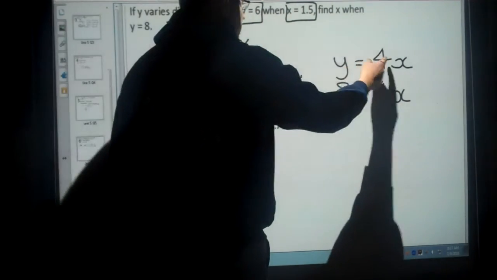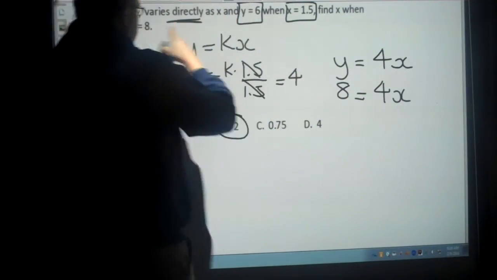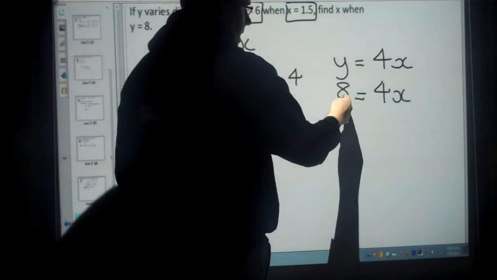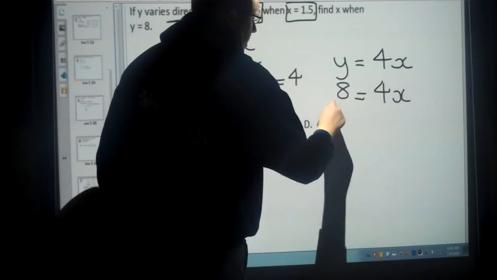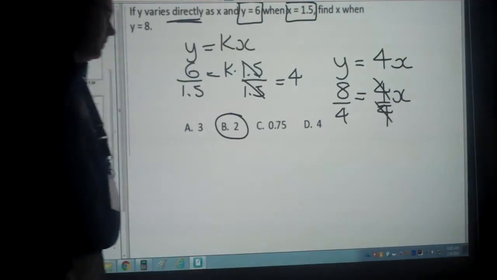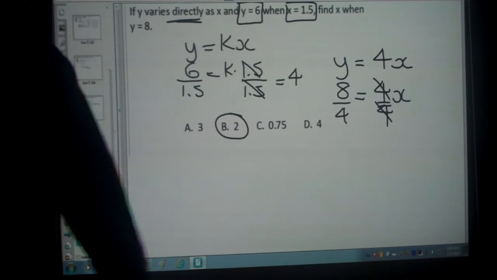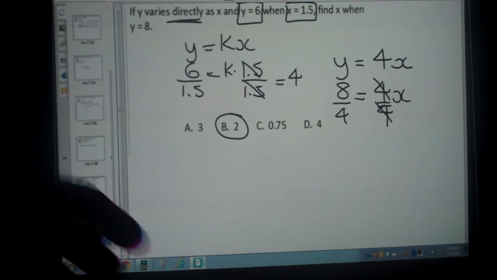So now I know that k is 4, I can actually plug in 4 here, so y equals 4x. And now I'm asked to find when y equals 8. So we put 8 in for y, and then we go ahead and solve this equation. Divide both sides by 4, and we solve that x equals 2. And that was the last question in the second part of the Unit 5 pretest.